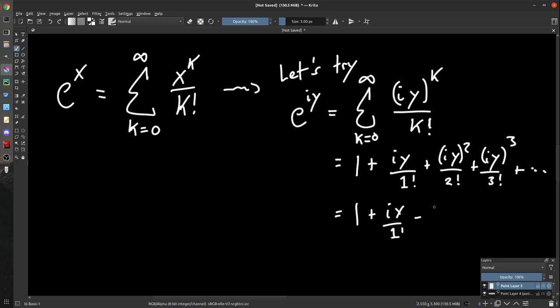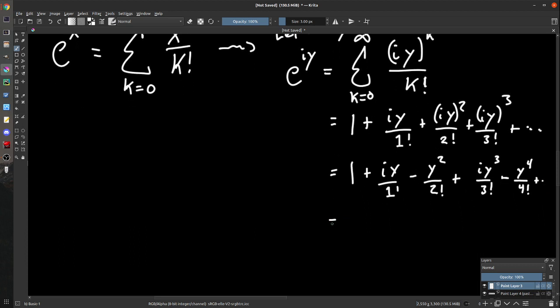Minus y squared over 2 factorial plus, or should we go minus here? Depends what you want to write. But I'll write iy to the third over 3 factorial. And then we're going to get minus y to the fourth over 4 factorial plus, and so on and so on. It's pretty easy to see what we're starting to get.